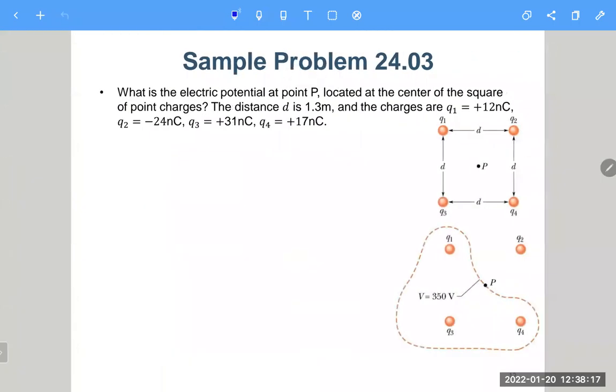Okay, so here is a sample problem. I think we can finish it quickly. It asks, what is the electric potential at point P, actually at the center of the square? The distance D is 1.3 meters, and the charges are Q1, Q2, Q3, Q4, like this. When we consider point P, the distances from Q1, Q2, Q3, and Q4 to P are all the same, so we only consider this one. This is D, this is D, this is a right angle triangle, so this distance is D over square root of 2.